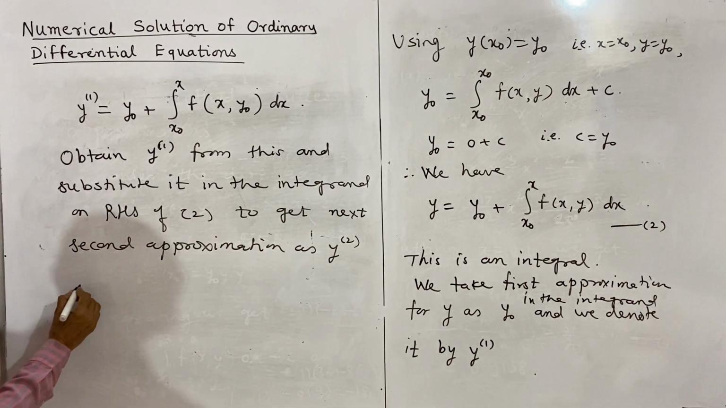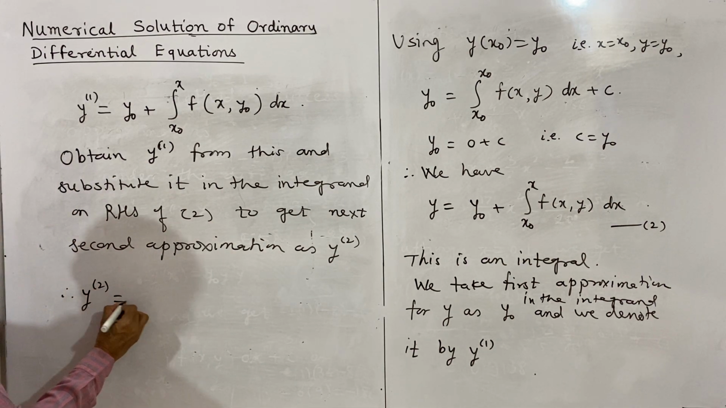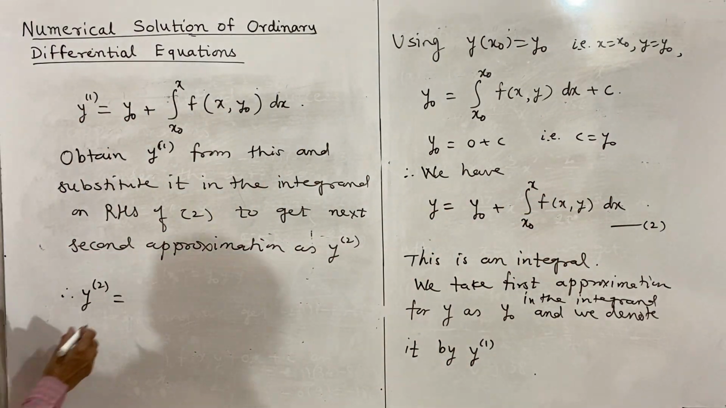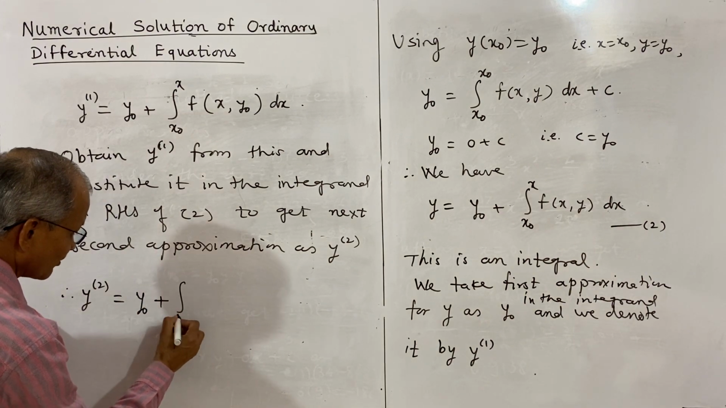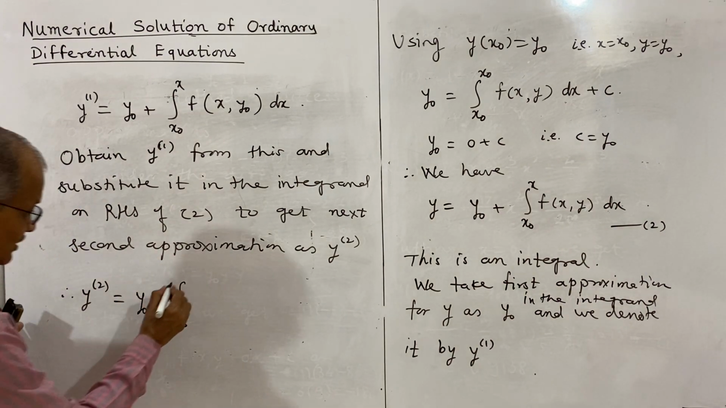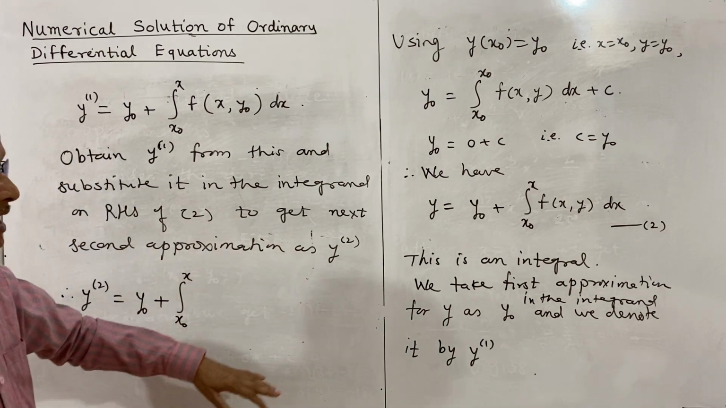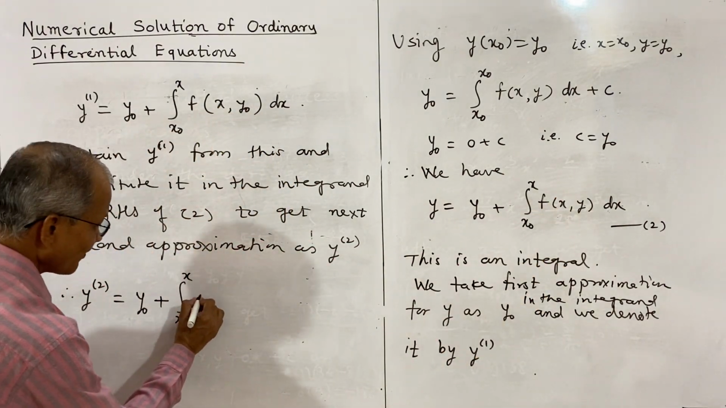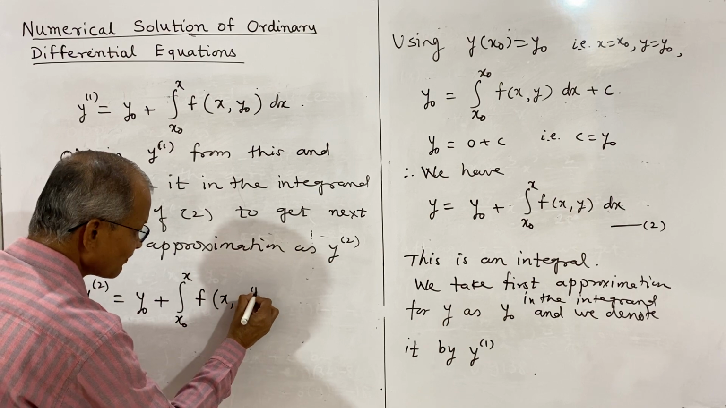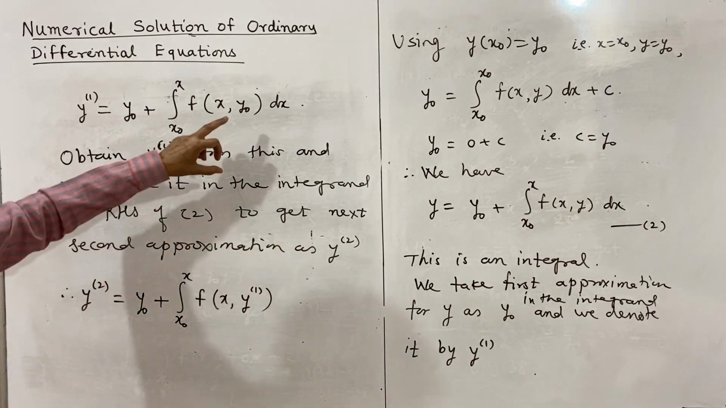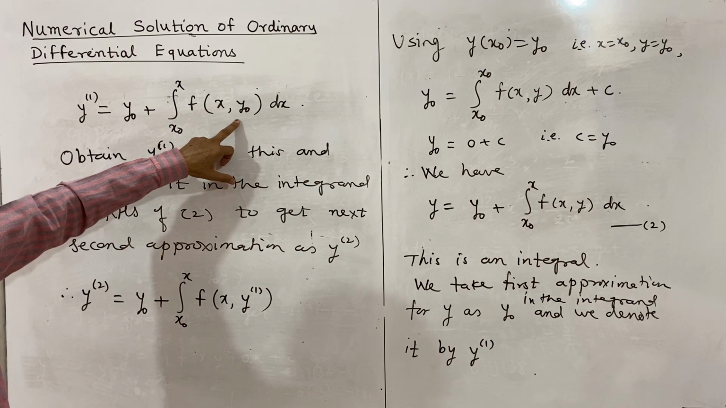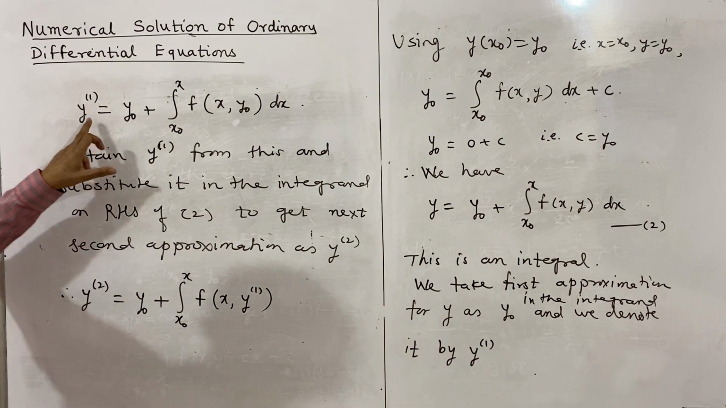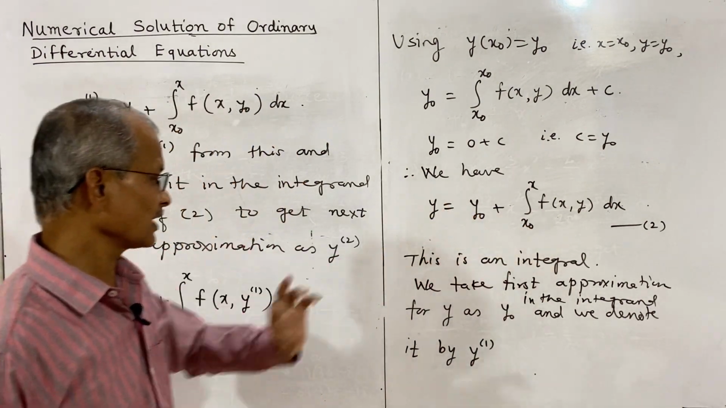Y2 will be, now see, what we have to do is put the value of y as y1. No change in the first term, y naught, no change in the limits of integration. Only we are changing the value of y in the integrand, no change in x, and thus this will be f of x comma, now it is y1, first approximation. First we put the initial approximation as y naught, and then we obtain y1 and use that value of y1 here to get the second approximation.